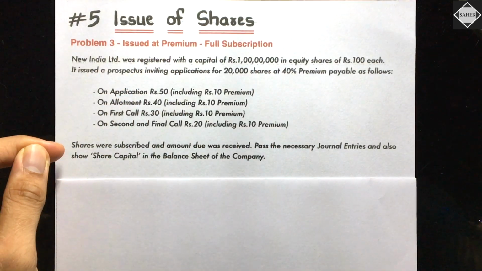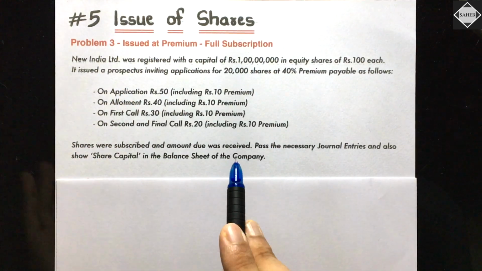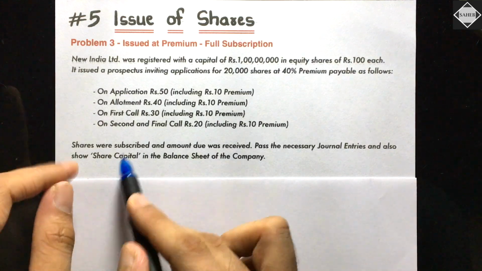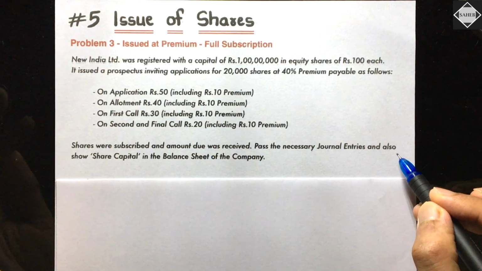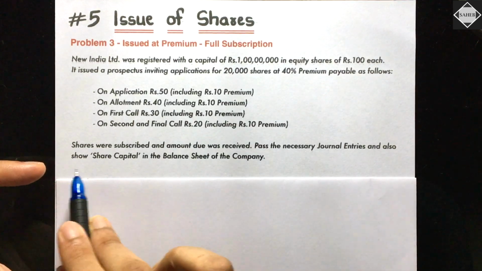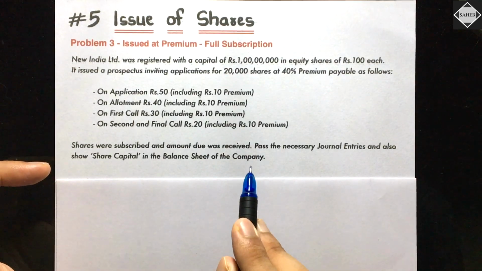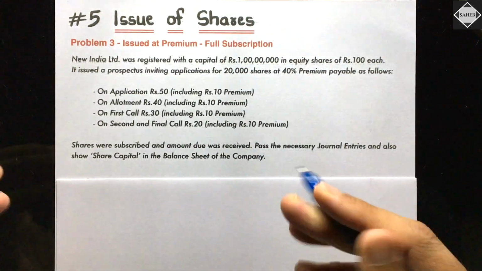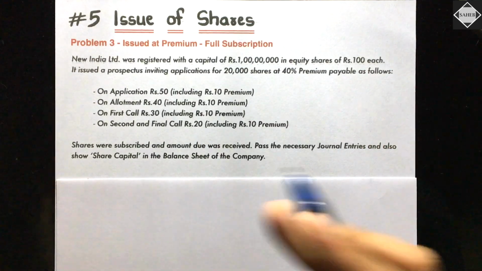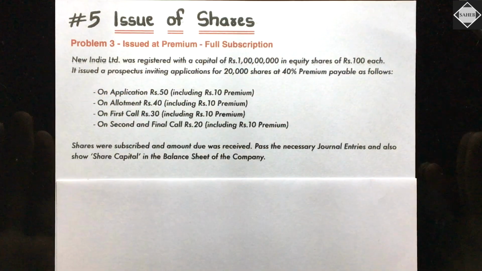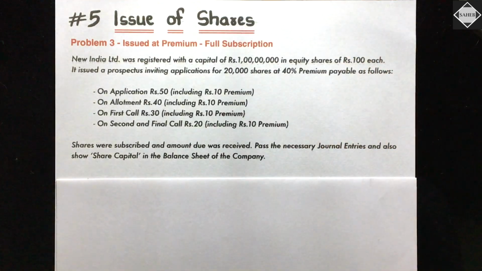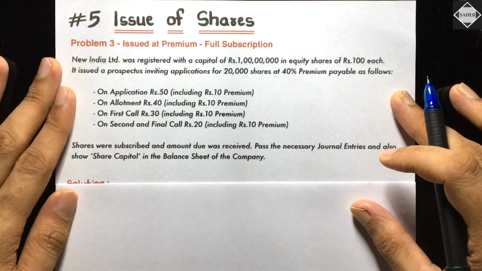Fine. Then they are saying shares were subscribed and amount due was received. All the shares were subscribed and all the amount was received. Fine. Pass the necessary journal entries. We'll do that. And also show share capital in the balance sheet of the company. Yes, we'll do that. We'll show you more than the share capital because I want to give you clarity. So that's why I will explain more things when we see the balance sheet. Okay, don't worry. Now let's do the rough working note.